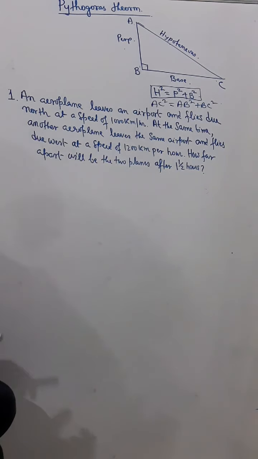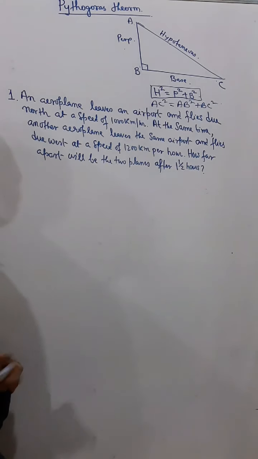Now if you see in this sum, they tell us an aeroplane leaves an airport and flies due north at a speed of 1000 km per hour, and at the same time another aeroplane leaves the same airport and flies due west at a speed of 1200 km per hour. Now how far apart will the two planes be after 1.5 hours? That means, what will be the distance between the two planes after 1.5 hours?